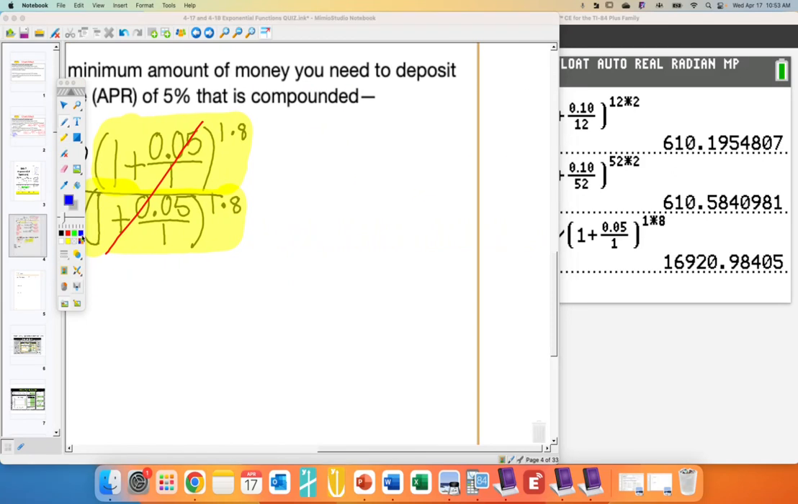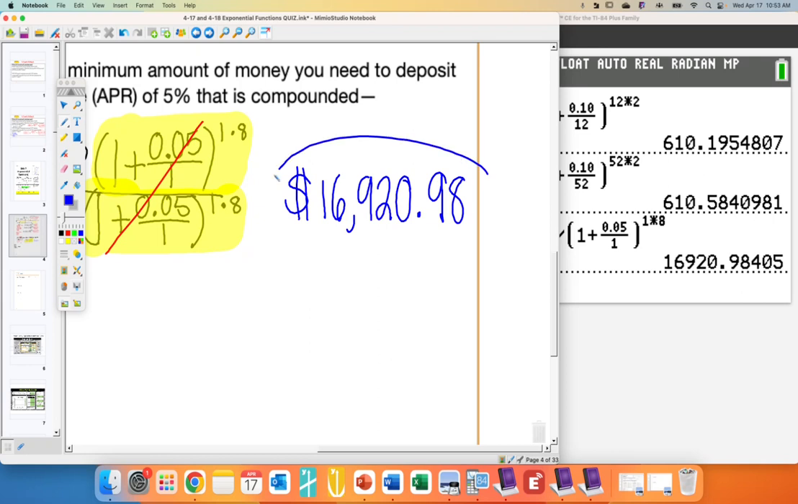That's it. It's 1 plus the fraction. Okay, can do it. So you need to read it. 16,920.98, sorry.